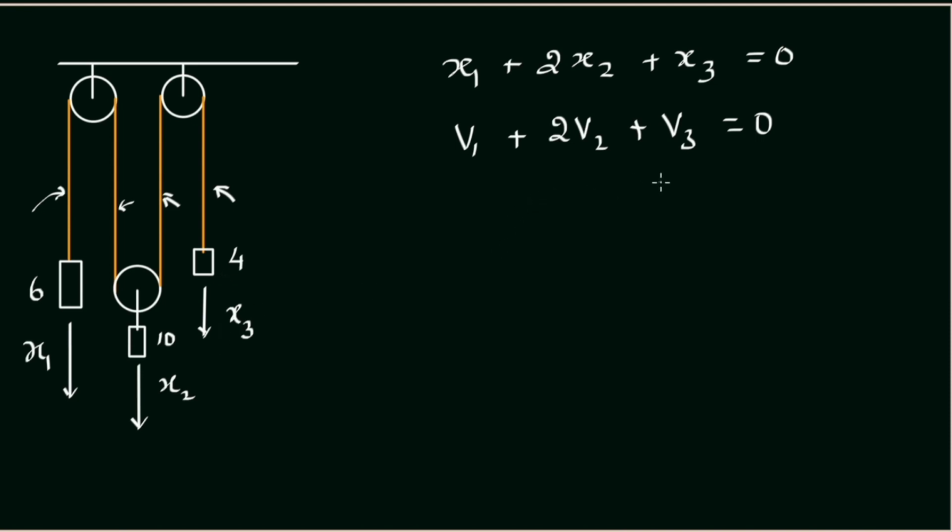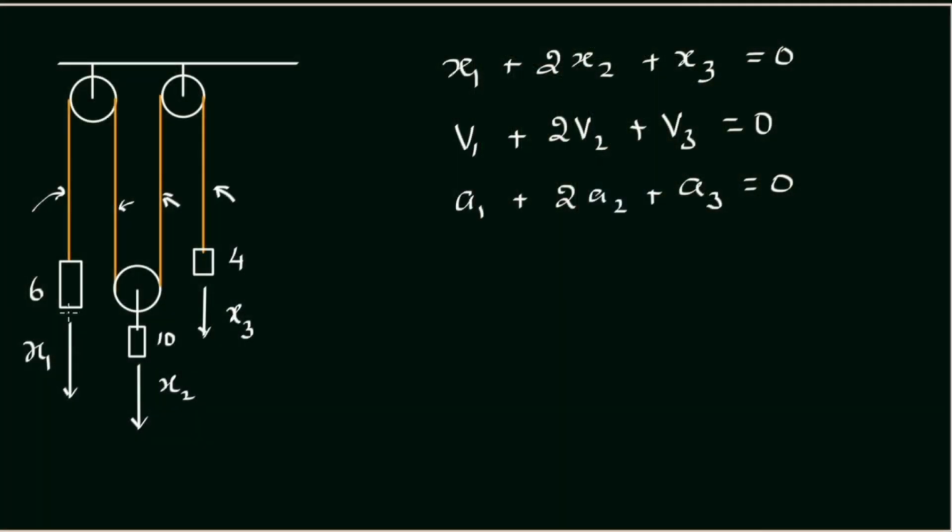Again, all three cannot have velocities moving downwards, so at least one or two of them will be upward. Let's differentiate again. We get acceleration of the first block plus twice the acceleration of the middle block plus the acceleration of the 4 kg block equal to 0. This is the constraint equation that relates the three blocks' accelerations. See how simple it is?